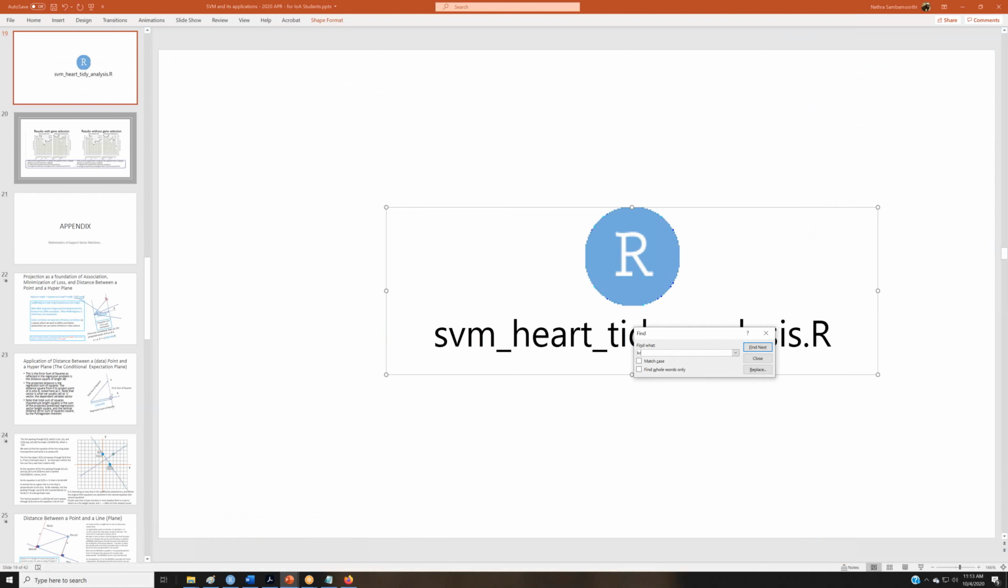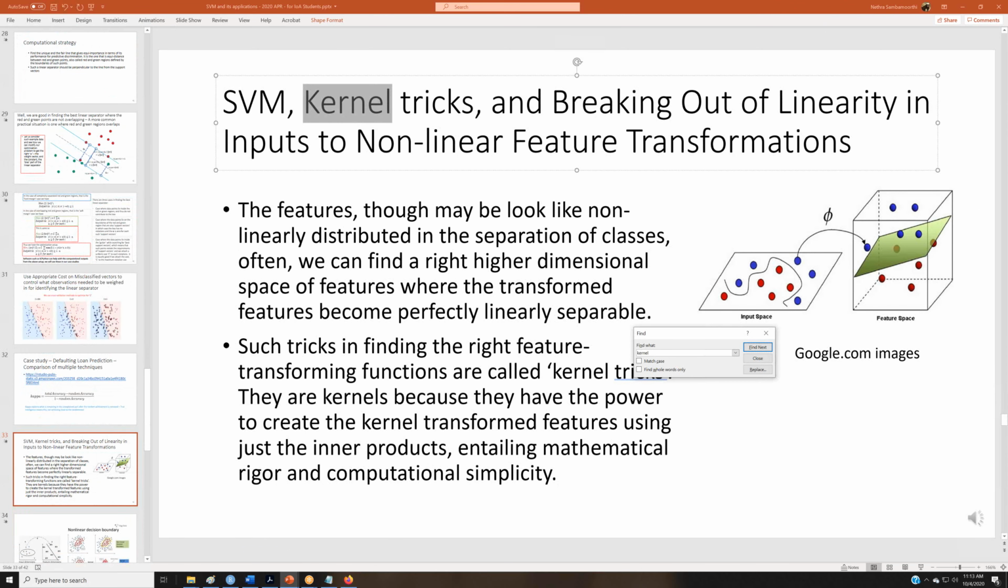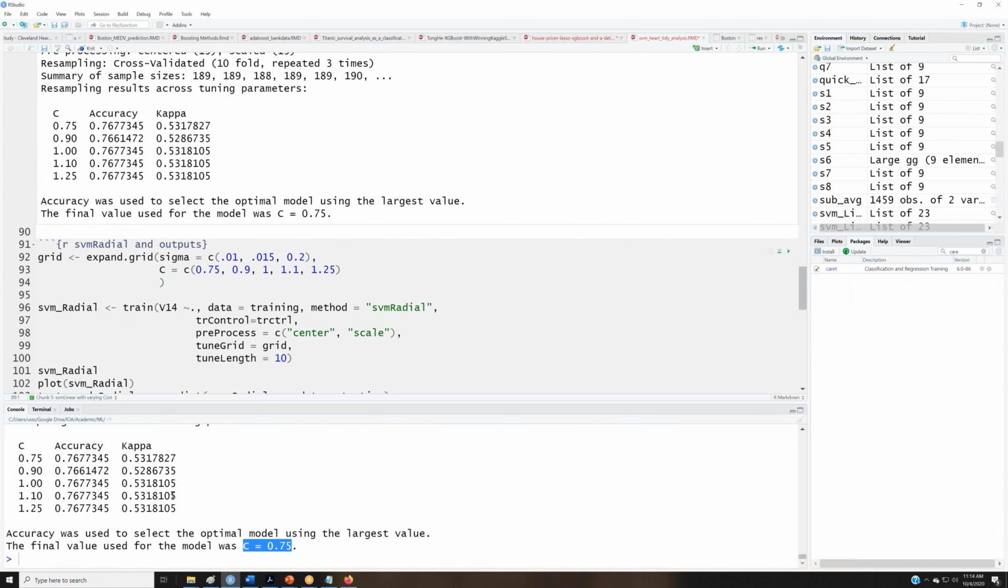Why did it select 0.75 actually? I thought... Yeah, it just selected the first one. That's all. They all have the same results, right? Yeah, same, but the kappa value was lesser for 0.75. Yeah, that is strange. You're right.